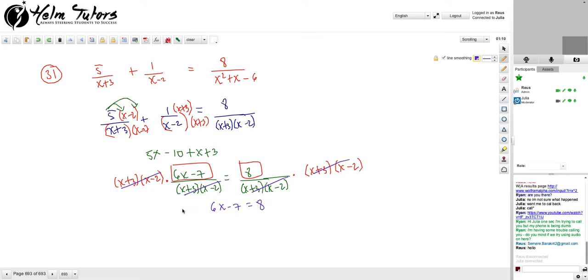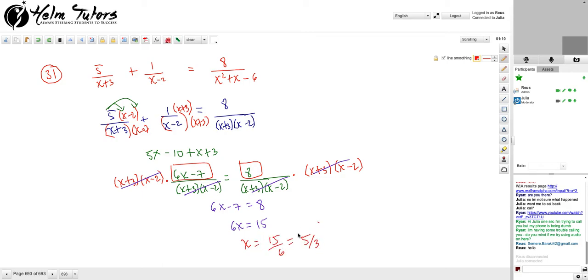Yeah. Okay, so then after writing that, you'll next write 6x minus 7 equals 8, and then where to from there? So 6x equals 15. X equals 15 over 6, which is 5 over 2.